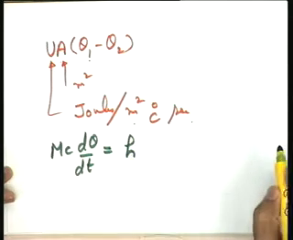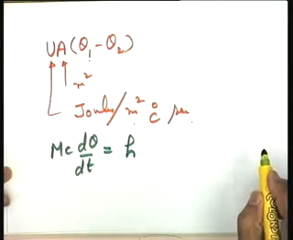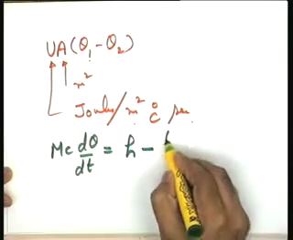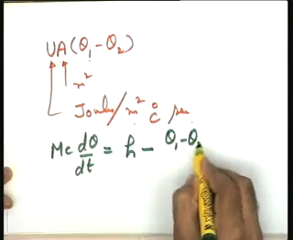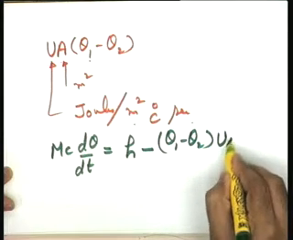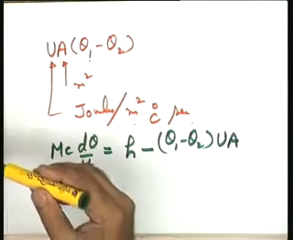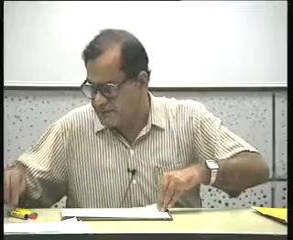H is the rate at which the heat is coming into the heater mass minus the rate at which it is going out. It will become theta 1 minus theta 2 into UA. This becomes your heat balance equation. You will note one point, let me explain it here, that I have not taken the theta bar terms.